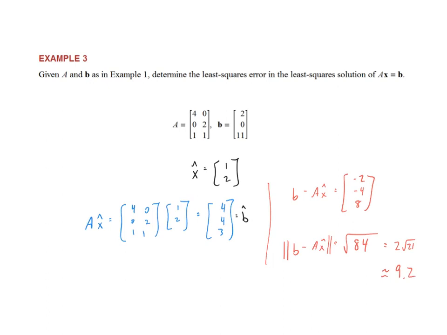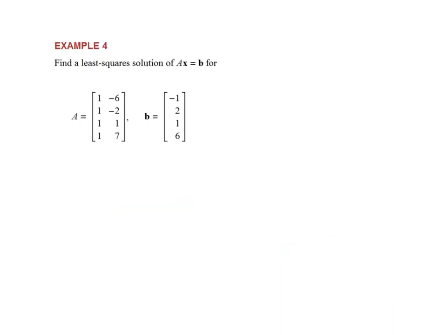So we're off by quite a bit, but any other vector that you multiply by matrix A, A x1, A x2, will produce a greater distance, will be further off than that 9.2 that we just got.